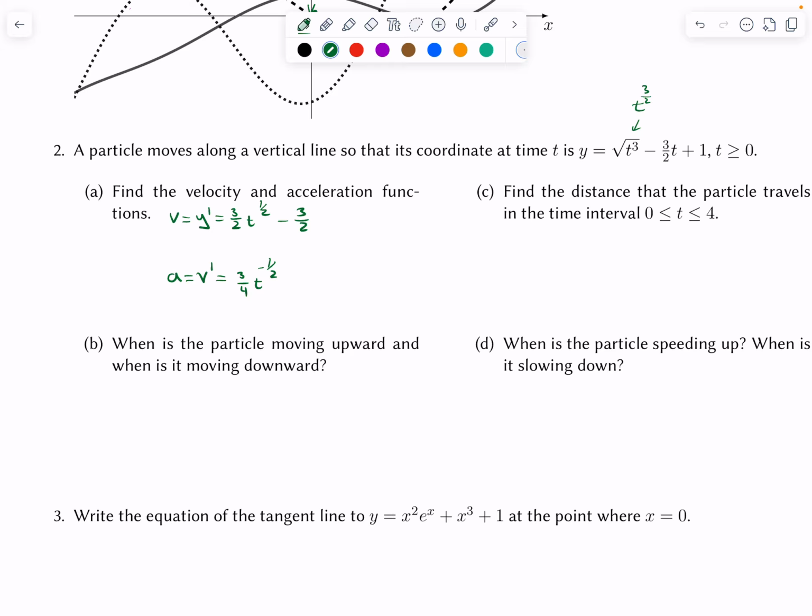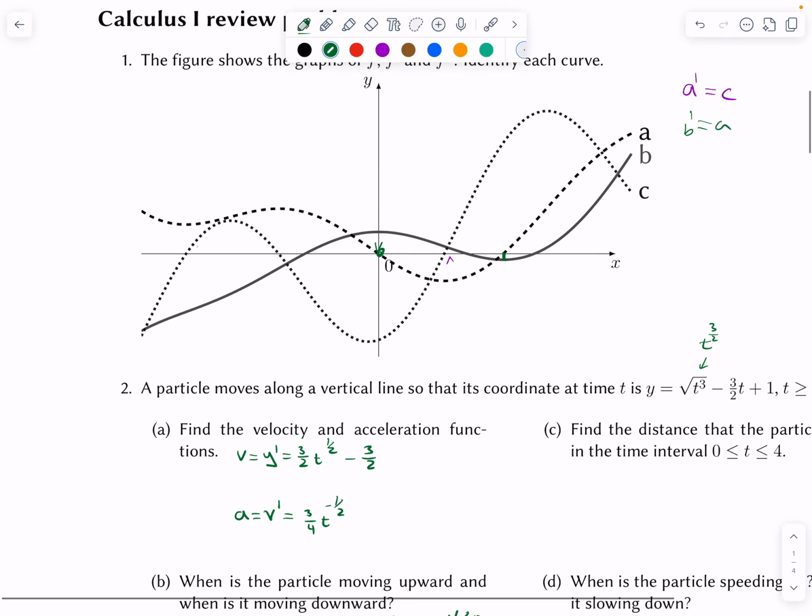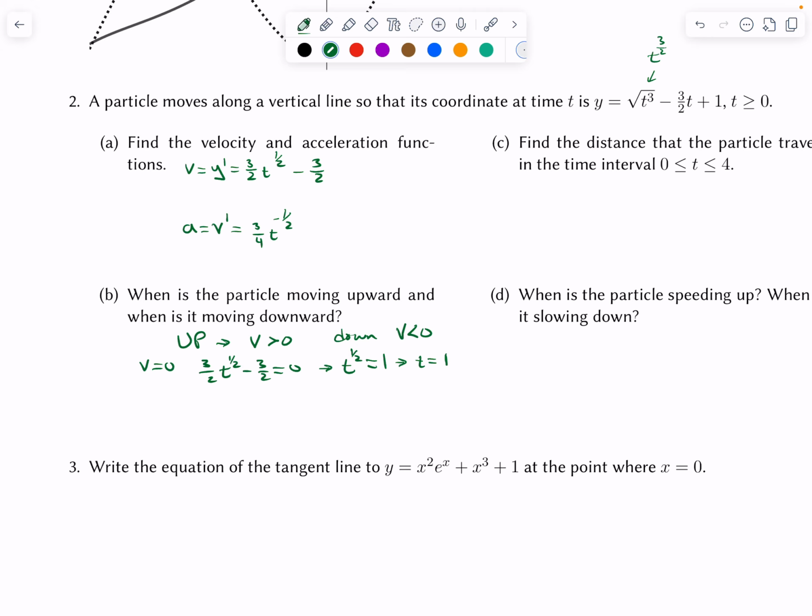When is the particle moving upward and when is it moving downward? Up is when v is greater than 0. Down is when v is less than 0. So we need to know when v is equal to 0. And v equals 0 here when 3/2 t to the 1/2 minus 3/2 equals 0. That gives me t to the 1/2 equals 1, which is t equals 1. Now we just have to figure out which way it is traveling on either side of 1.